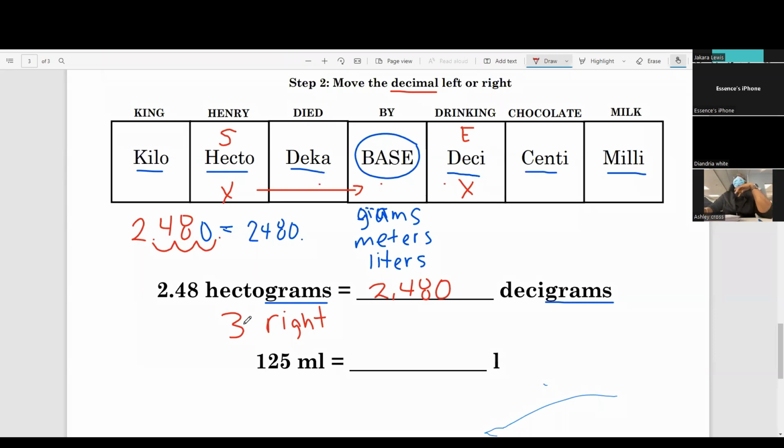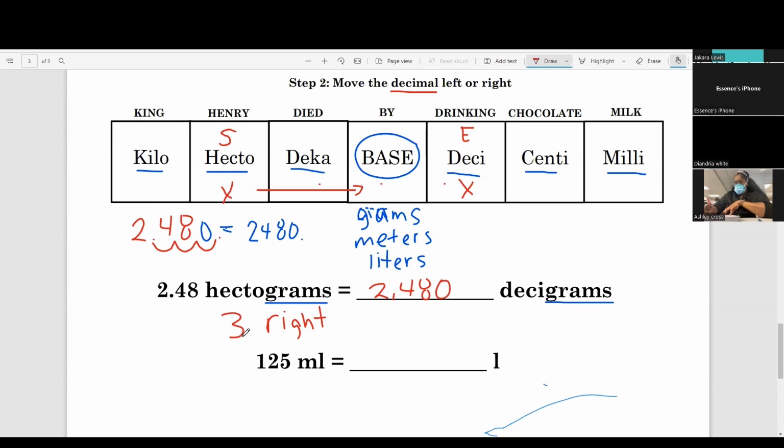Everybody's trying to do everything in their head. Everybody's trying to skip the work, but you do realize the more you write something down, the easier it is for you to retain it. So write the steps down, because if you make a mistake, guess what you can say? Let me go back and see how many spaces I moved. Let me go back and see which direction I went to make sure I did it correctly. You always want to do your work so you're able to come back and check it.